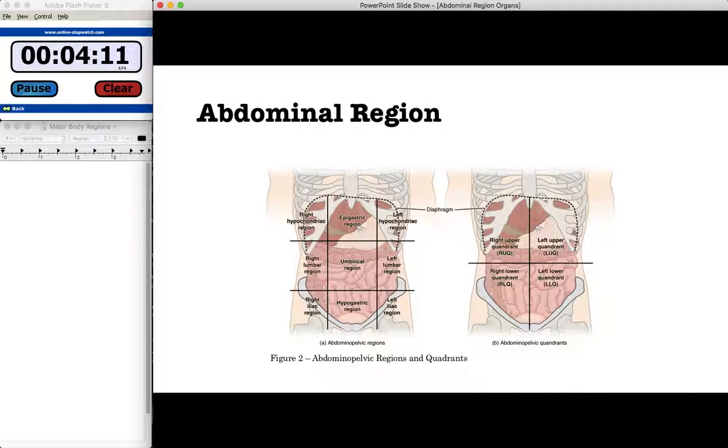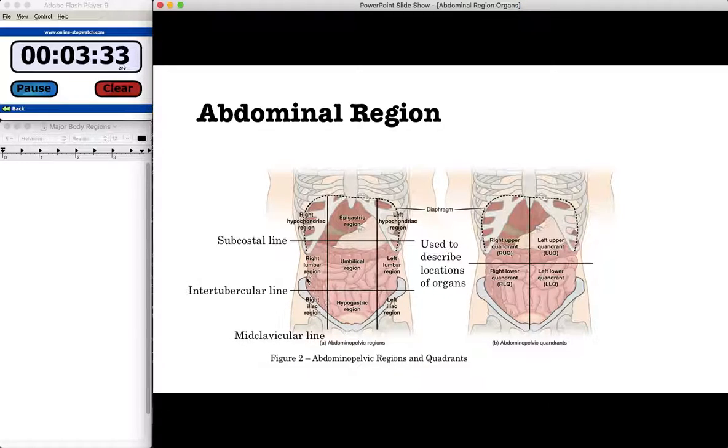There's two ways to look at the abdominal region: the 9-region way or the quadrants. The reason we use the 9 regions is to describe locations of organs. These are all logically named, even the lines. This is the subcostal line. Sub means below, and costal means ribs, so this is the line that lies below the ribs. Then you have the intertubercular line, the line that goes in between the tubercles of the ilium. And then you have the midclavicular line. If this line went on forever, it would go right through the middle of our clavicle, our collarbone.